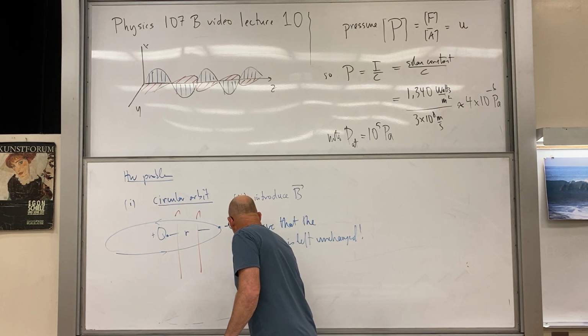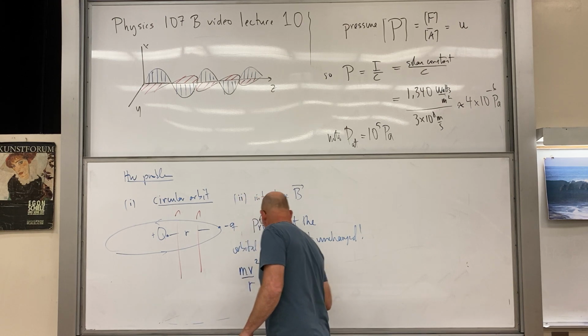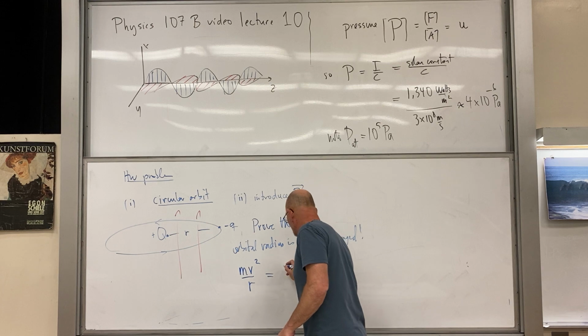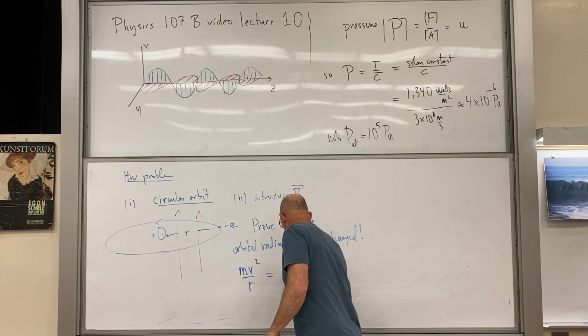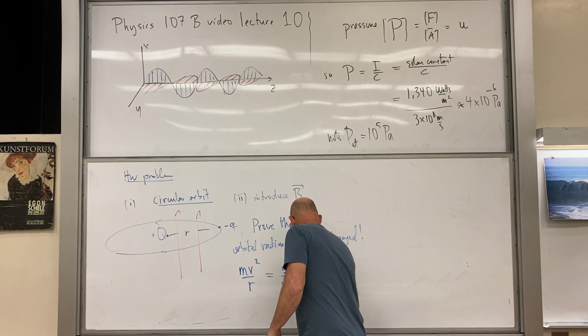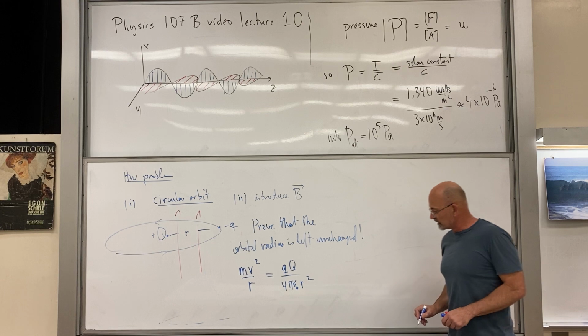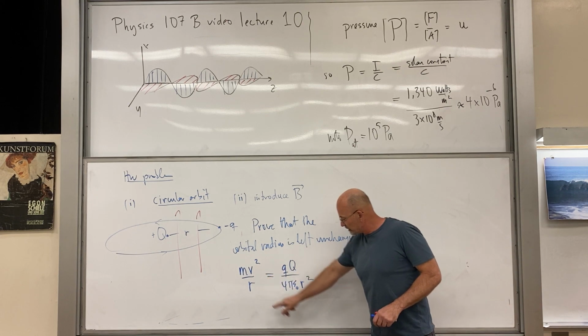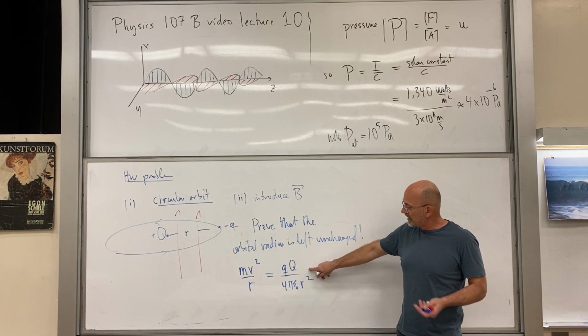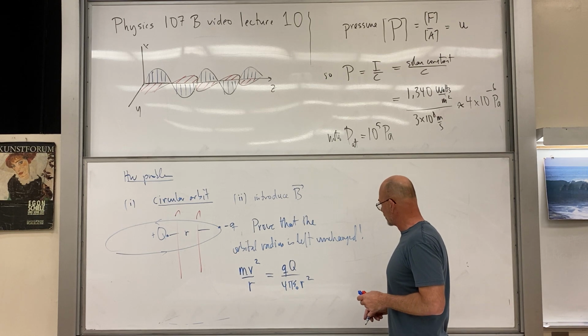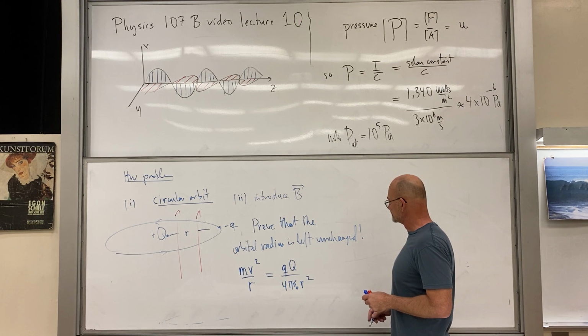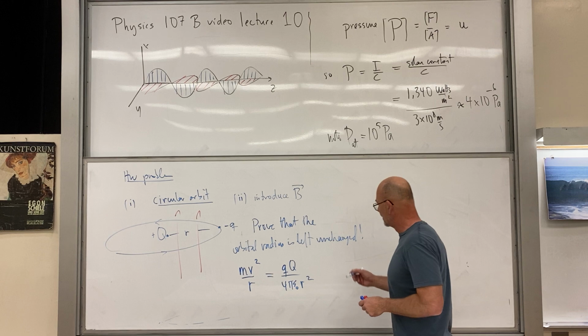So initially we have mv squared over r is equal to the product of the charges over 4 pi epsilon naught r squared. Okay, that's just the centripetal force provided by the electromagnetic force there, the electrostatic force.